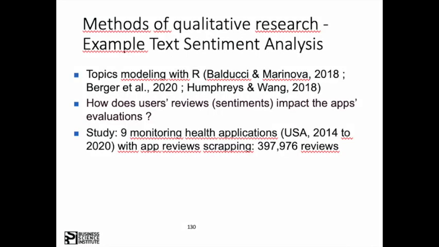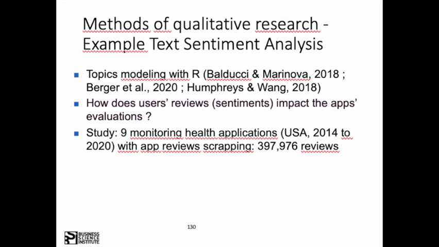Here's one example of how we used qualitative research and text sentiment analysis. The idea was to model topics with R, the software tool. The research topic was, how do user reviews impact the app's evaluations? So in clear words, which sentiments are expressed about the apps. And we studied 9 monitoring health applications in the US from 2014 to 2020 with app review scraping.